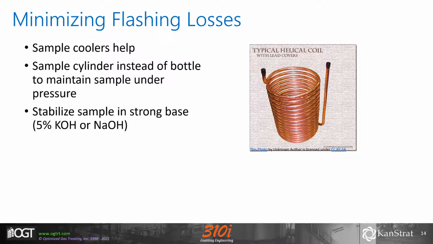So, how do you minimize flashing losses? Sample coolers are the most common solution. This is usually a fabricated sample cooling coil in a bucket of ice. You can also catch the sample in a Welker container. The other thing you can do is add KOH or NaOH to stabilize the sample, but you will need to take into account the volume of the strong base that you're adding into the sample. What that strong base does is stabilize the acid gas into solution.